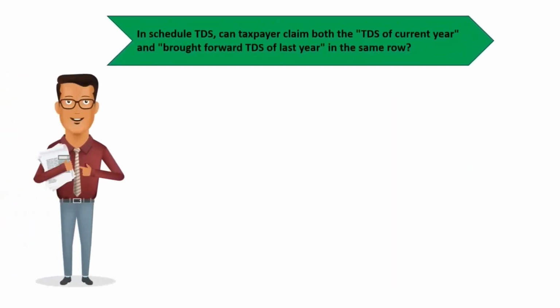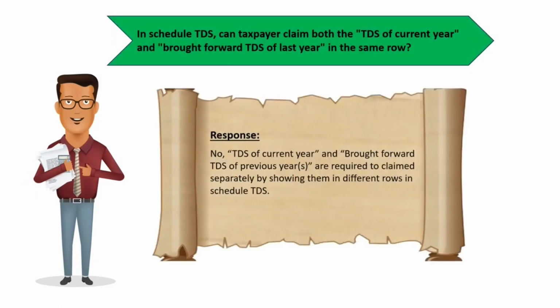Another question could be that in Schedule TDS, can the taxpayer claim both TDS of current year and brought forward TDS of last year in the same row? Please note, the TDS of current year and brought forward TDS of previous years are required to be claimed separately by showing them in different rows in Schedule TDS.